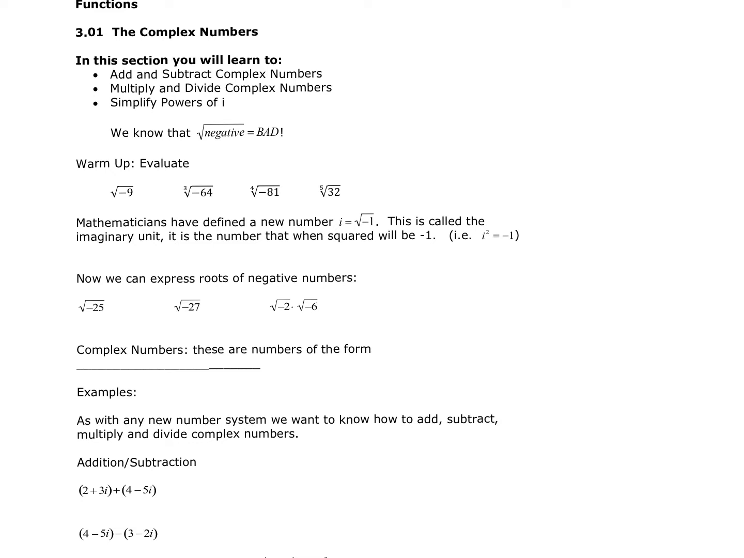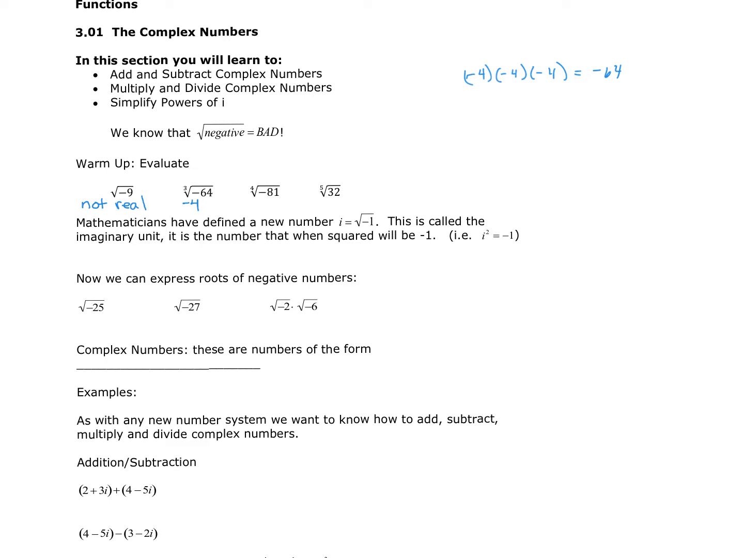So up until now, if we were trying to take the square root of -9, we would just say that this is not a real number. You're not able to do that. However, we can take the cube root of a negative number because, in this case, a negative times a negative times a negative will give us our -64. So the cube root of a negative is a negative.